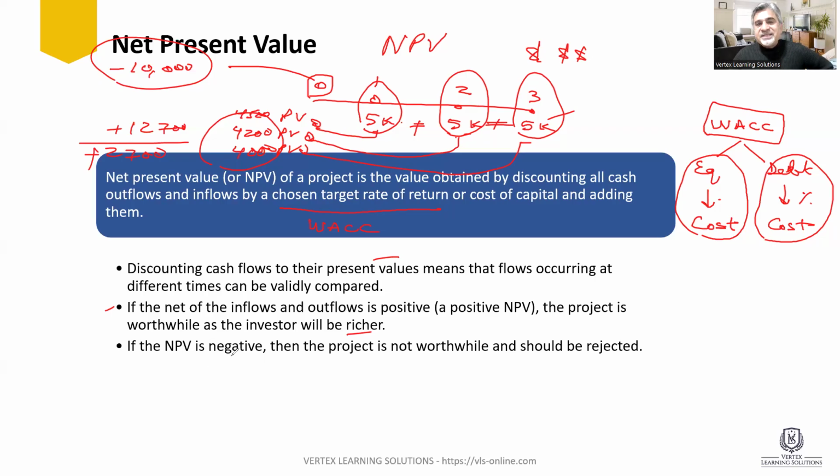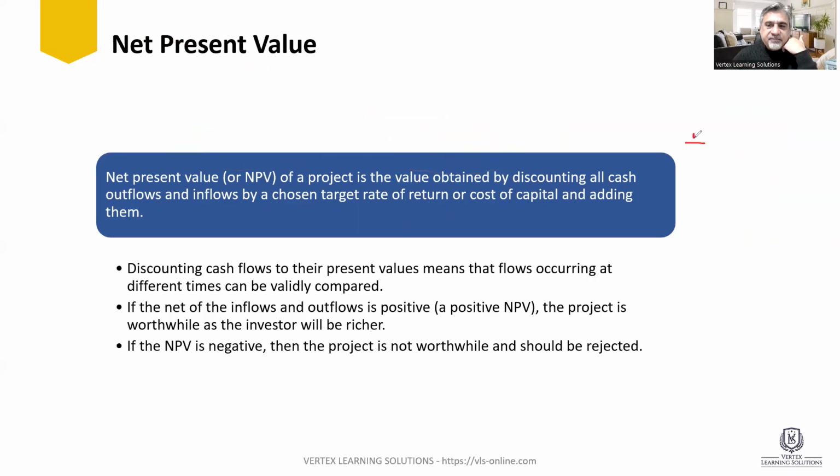If the NPV is negative, on the other hand, then the project is not worthwhile and should be rejected. So NPV, we call it a decision-making criterion. We say that if it is positive, you are going for the project. If it is negative, you are saying no to the project. Even if it is $1 positive, you still say yes.